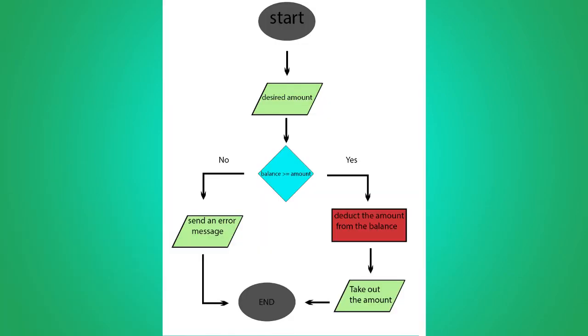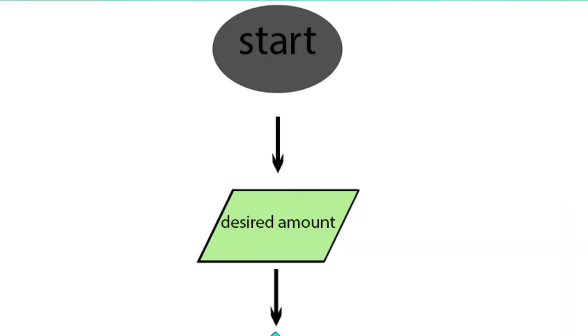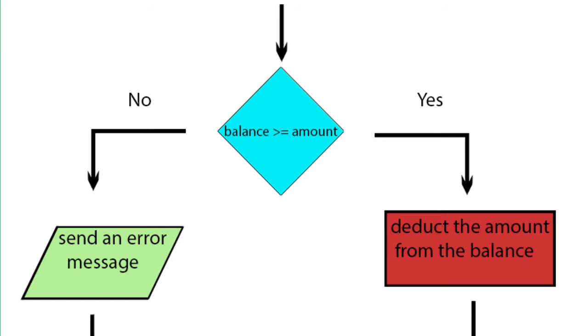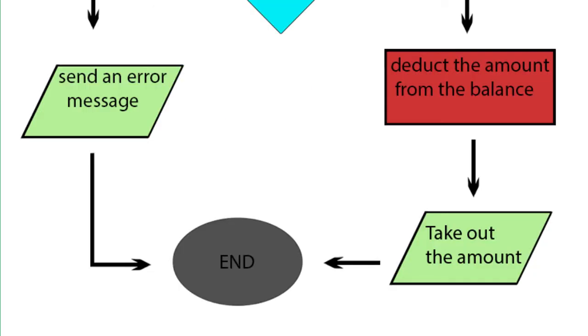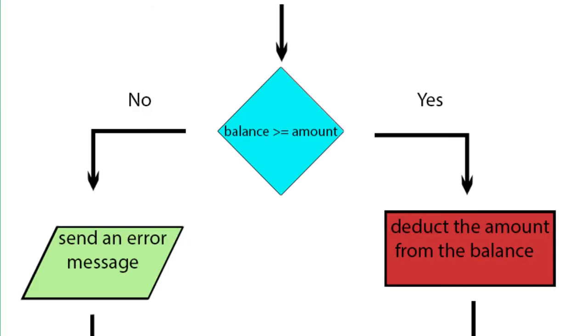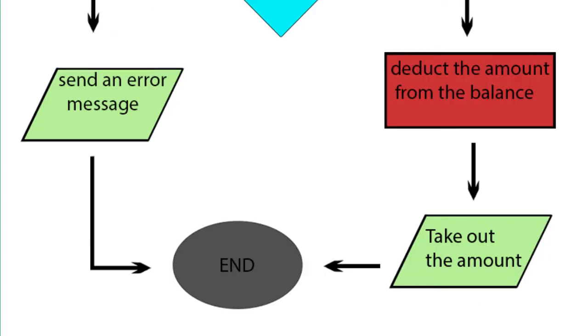Next step, analysis. Simply, this is the algorithm. First start, then the user enters the desired amount. Then the code compares and checks whether the amount is less than or equals the balance. If it is less than or equal, it deducts the amount from the balance. Then it accepts the transaction and terminates the program. Else, it declines the transaction and sends an error message. Then it terminates the program.